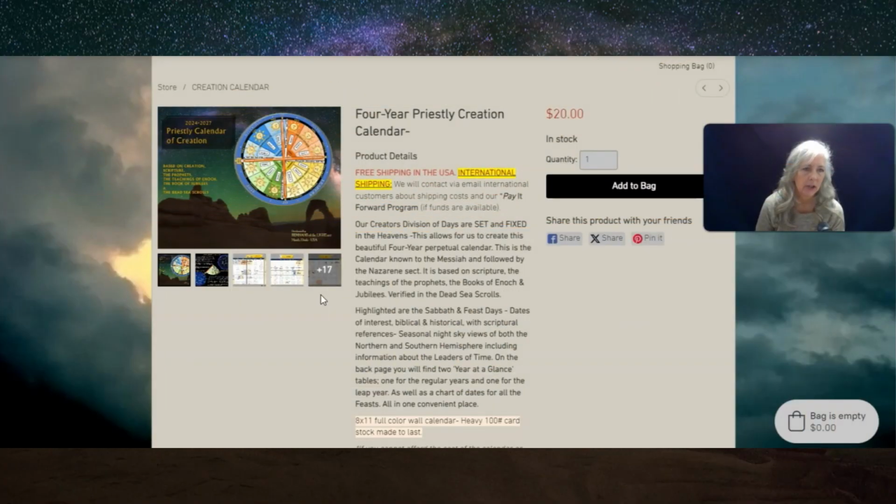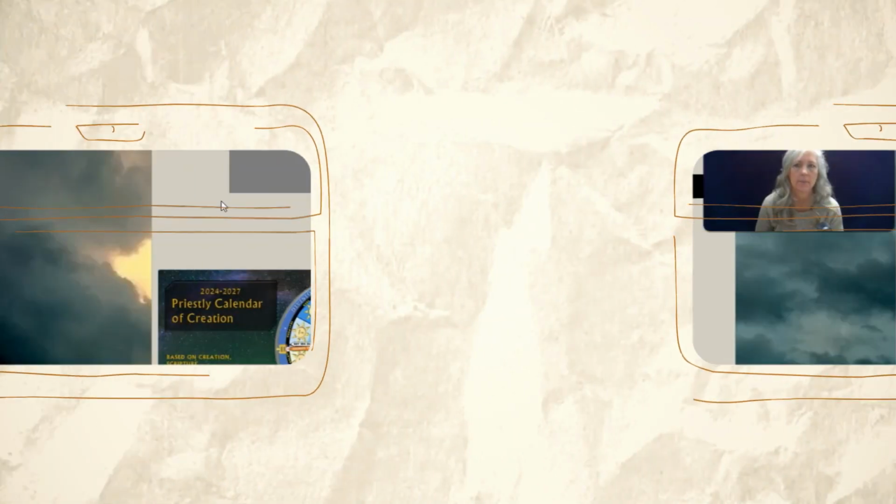For our international brothers and sisters, we'll have to get back to you on shipping to your location. Because we have so many followers in different countries, it's really kind of impossible to determine the shipping rate until we actually get your address. So we'll be contacting you via email if you want one of these calendars sent to you internationally.